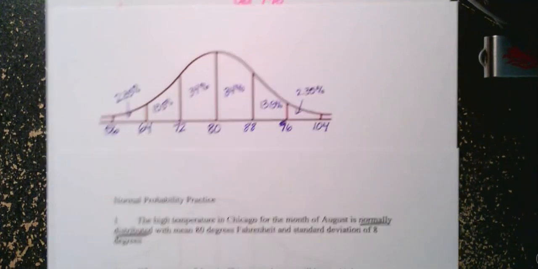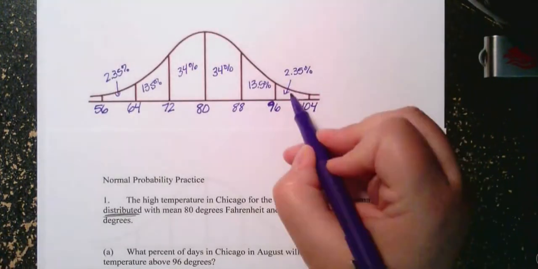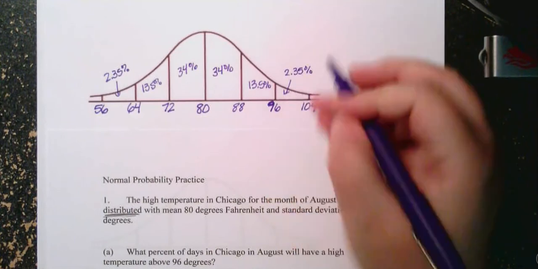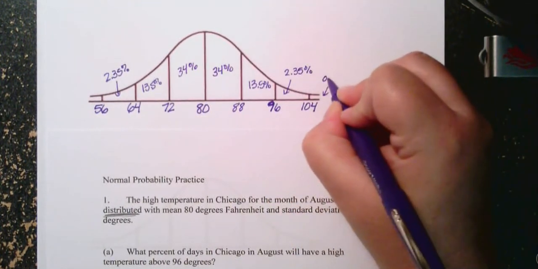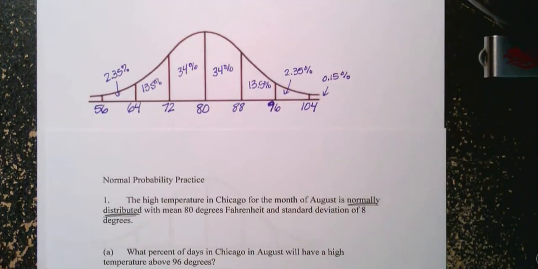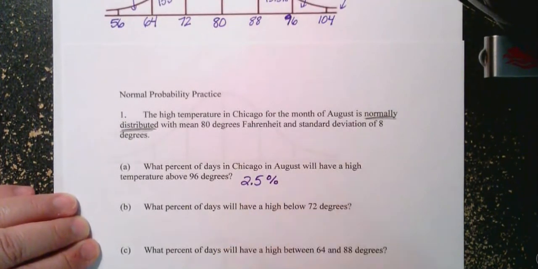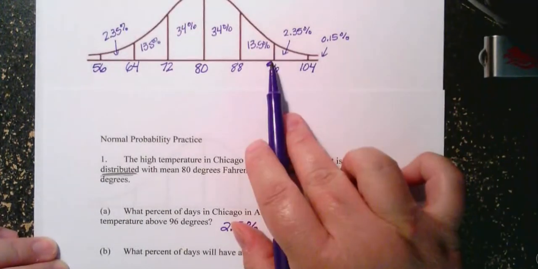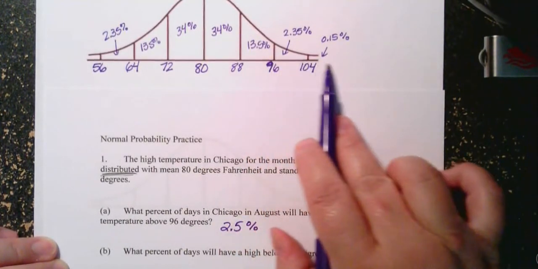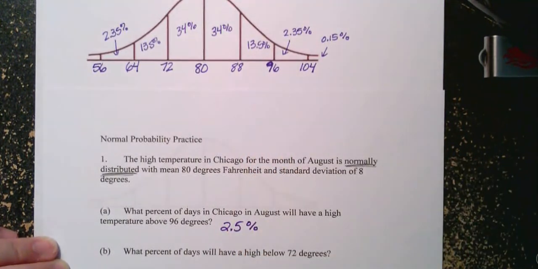So what percent of days in Chicago in August will have a high temperature above 96? Well, here we go. This is 2.35%. We said that this over here is just 0.15%. If you add 2.35 and 0.15, you get 2.5%. And that's my answer. I said 96, and the ones above that would be to this side, so I just add up those two sections.